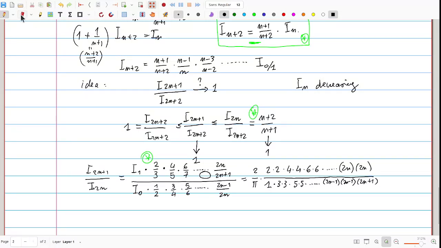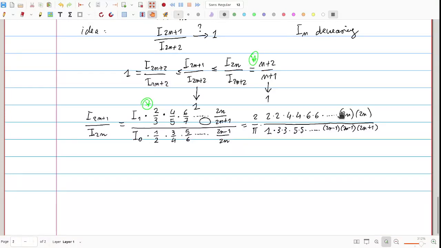Okay, so we are at the end, because now we know that this has limit 1, and so we take this on the other side, and we get that pi over 2 is the limit of this ratio, which we can write, if you like, as follows.